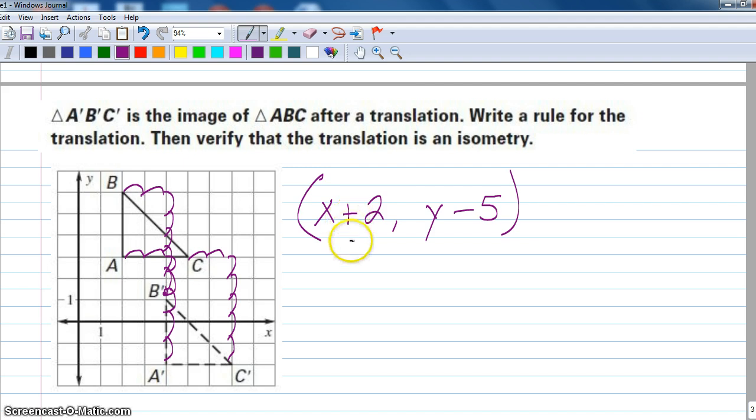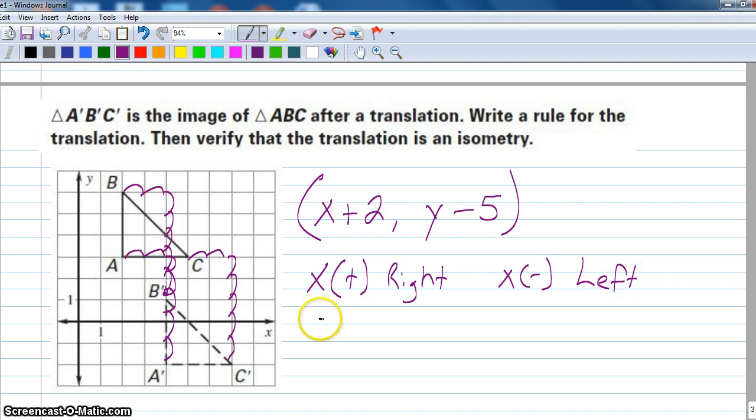So here we go. 2 to the right. Remember, plus means right for the x. And then minus means down for the y. In case you forget, for the x, plus means right. A minus sign means left. For the y, a plus sign means up. And for the minus sign on the y, that means down. And just remember, in pretty much the entire lesson, x has to go first all the time. X goes first.